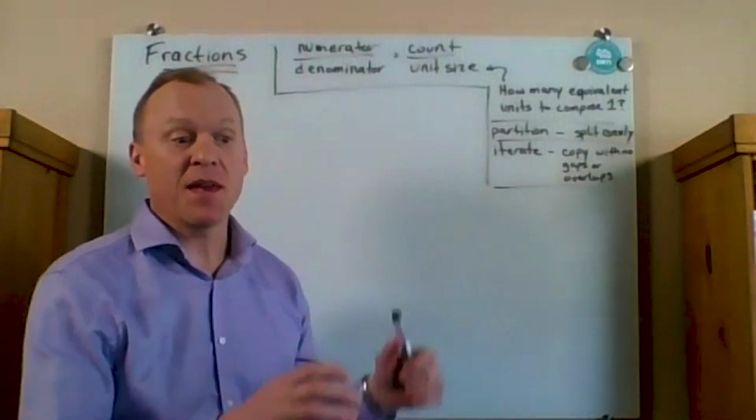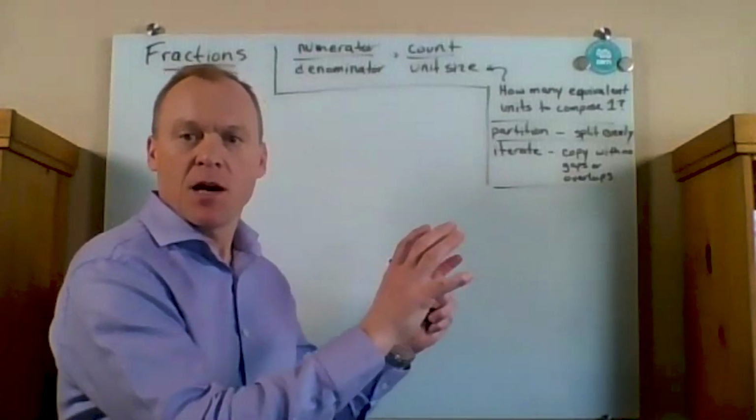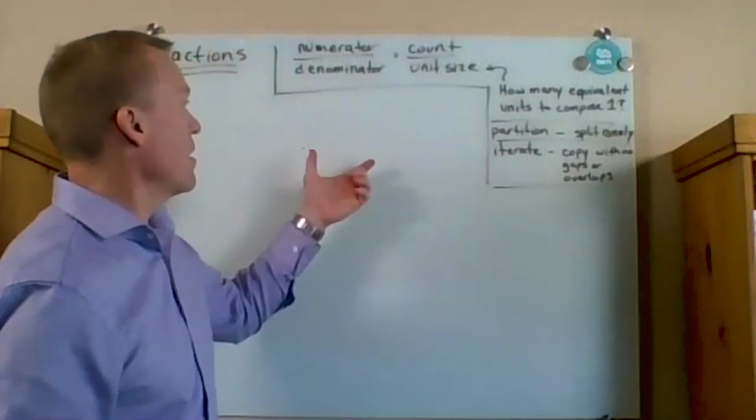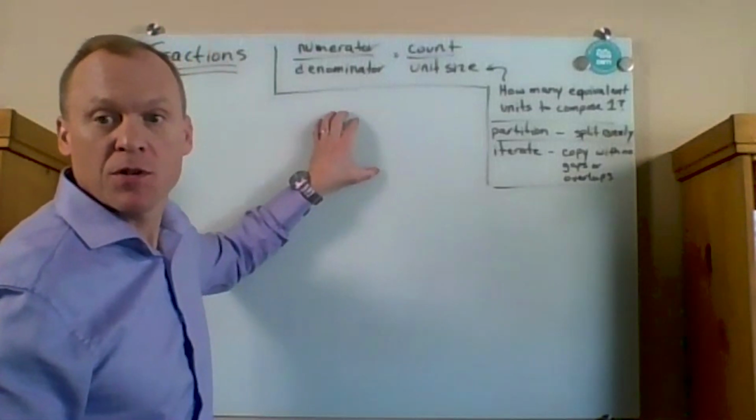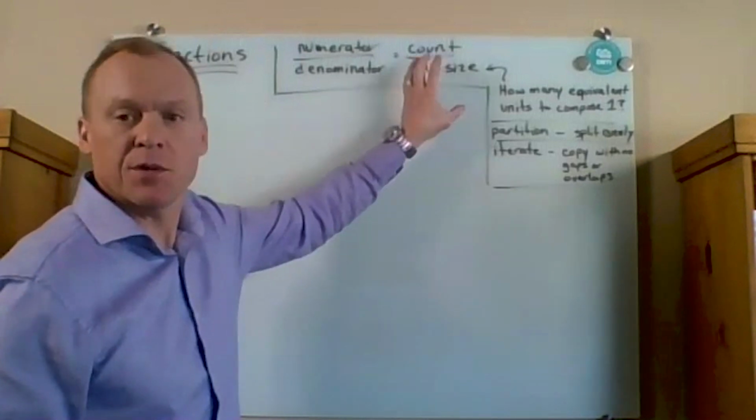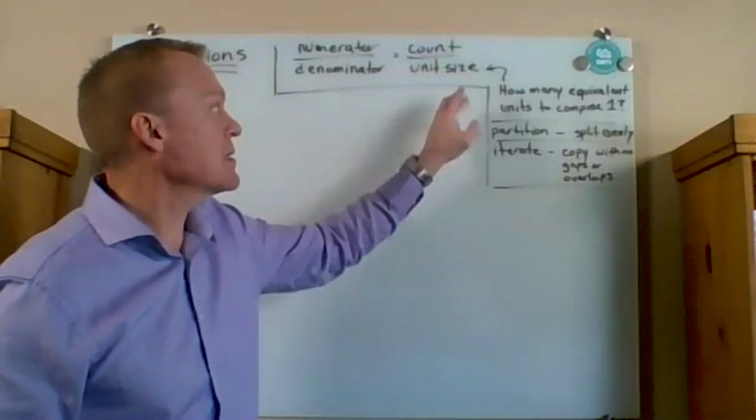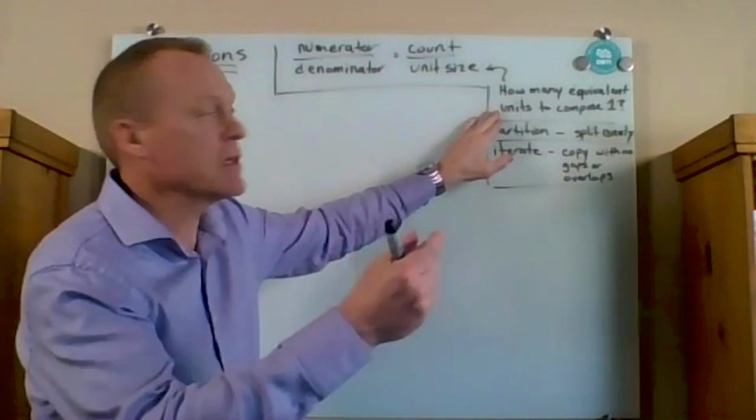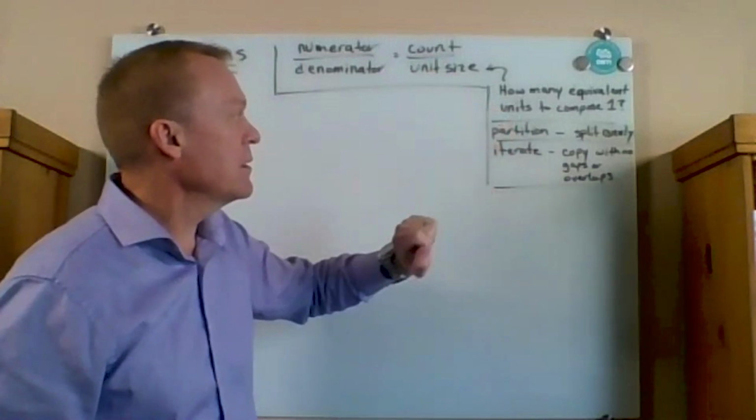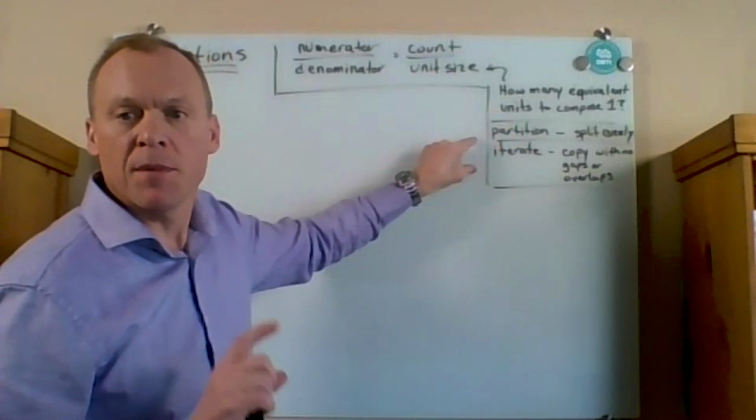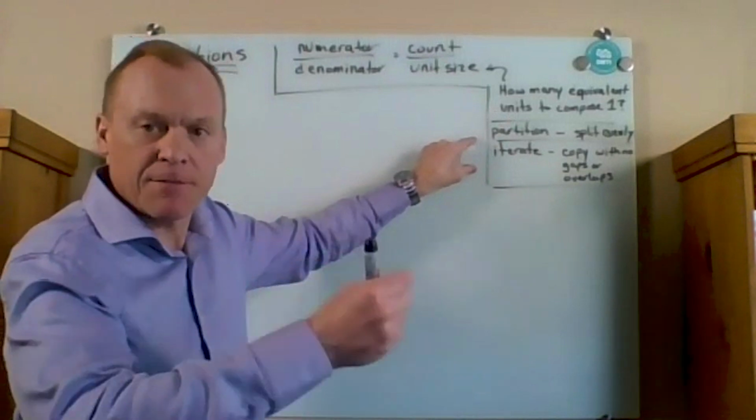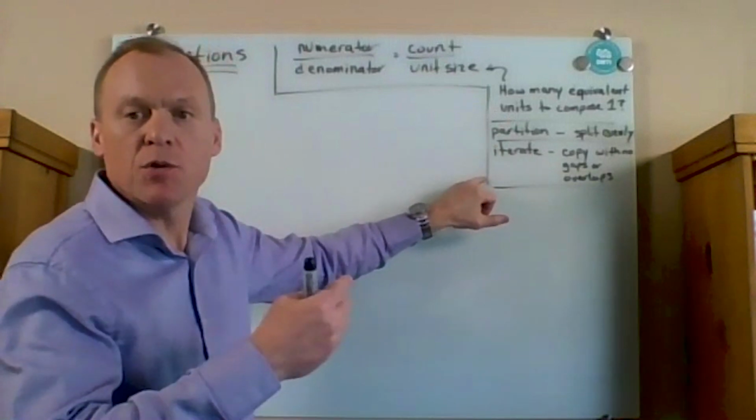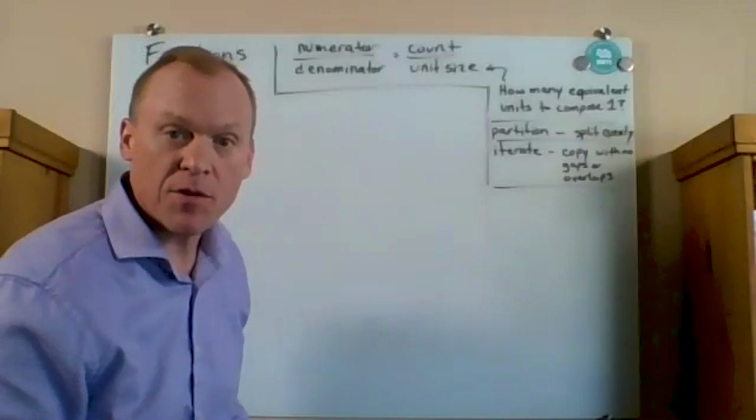So if you start from the beginning, I describe what fractions are, the description with the language of the numerator and denominator, as also talking about the count and the unit size, the denominator, how many smaller equivalent units or how many units equivalent to compose one, and two structural words that we've been using: partition to split evenly, or iterate to copy over and over again with no gaps and no overlaps.